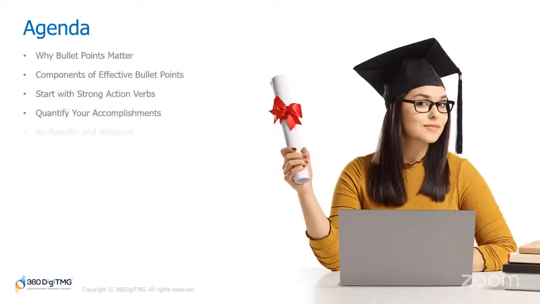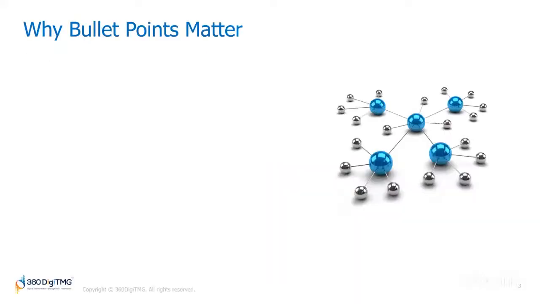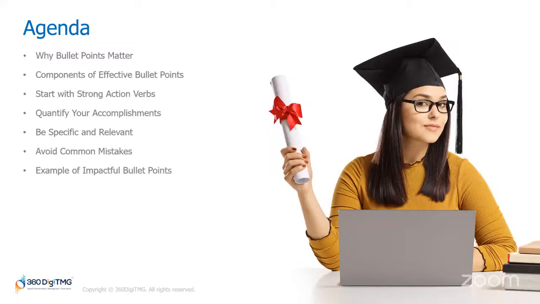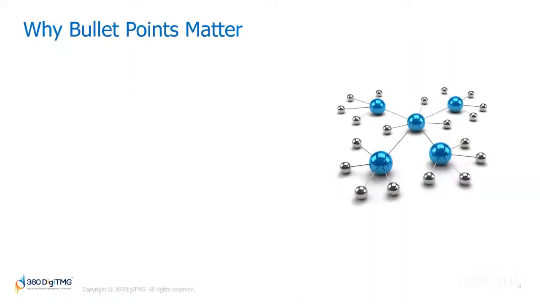Now, what's the agenda for today? We'll talk about bullet points. Why bullet points actually matter? What are the components of effective bullet points? Start with a strong action verb. How to start with that? Quantify your accomplishment. Be specific and relevant. Avoid common mistakes. An example of impactful bullet points.